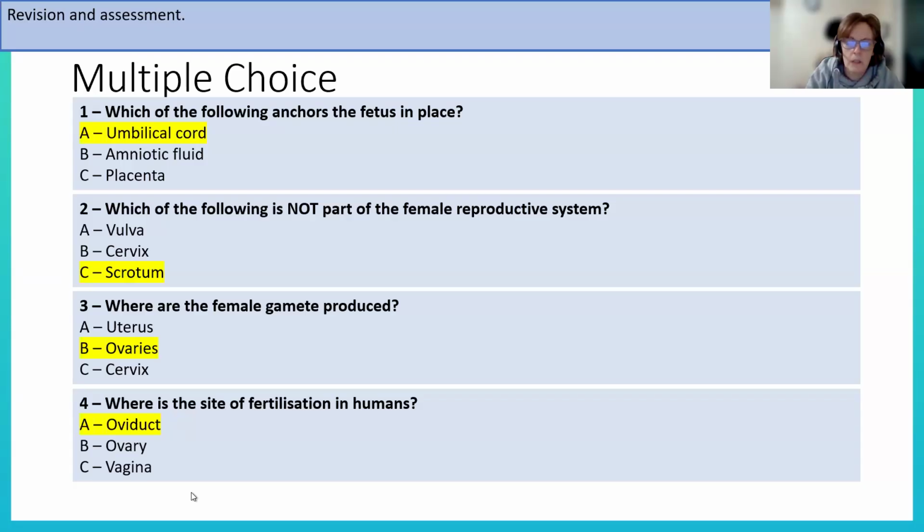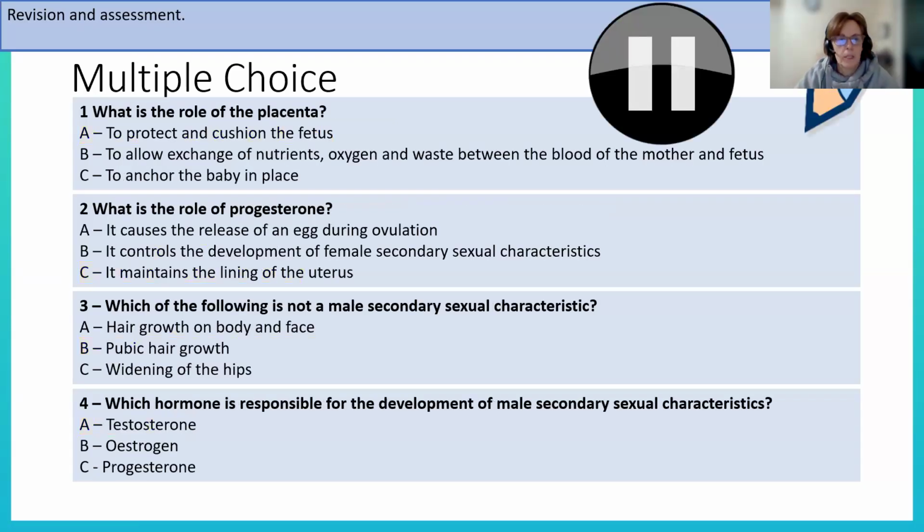Let's have a look at the next one. What's the role of the placenta? What's the role of progesterone? Which of the following is not a male secondary sexual characteristic? And which hormone is responsible for the development of male secondary sexual characteristics? So have a go in the chat, or if you're watching the recording, obviously you can pause the video, press play when you're ready to go.